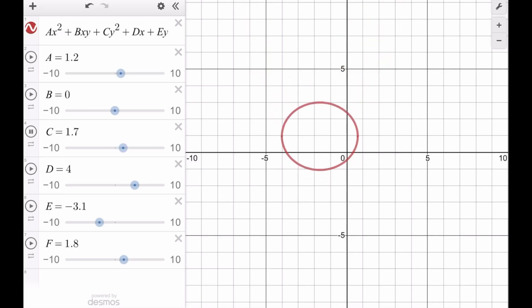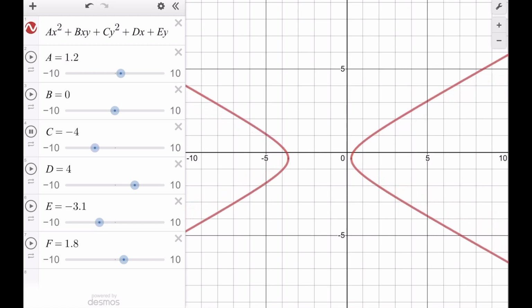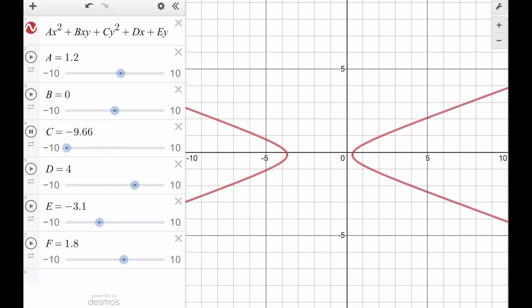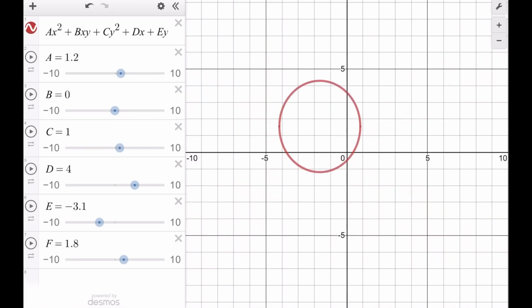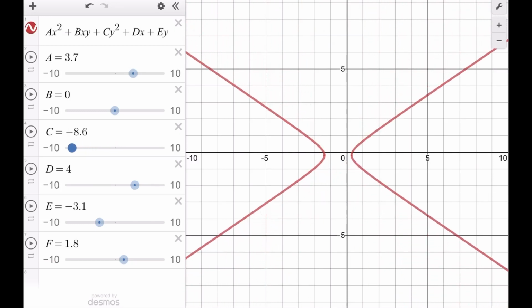I can actually let this play, and you'll see there's an ellipse, it's moving back down to parabola, hyperbola, hyperbola, hyperbola, parabola, ellipse. And when it gets to 1.2, there's a circle, then it's back to an ellipse, then back to a parabola, so it moves on through there. So let me move A up a bit and do that again. Here we have an ellipse. Once it gets to 3.7, it's a circle, back to being an ellipse. Once it gets to 0, it's a parabola, and then it moves on to a hyperbola.